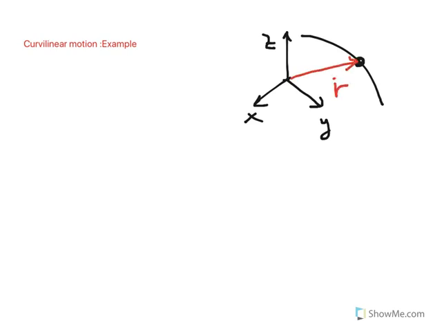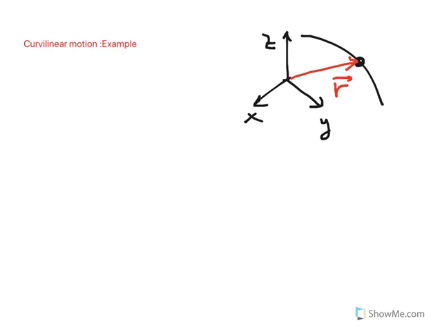Here we want to look at an example of the motion of an object along a curved path using the Cartesian coordinate system. So we know that if an object is traveling along a curved path, we could keep track of its motion by using a position vector relative to a reference. This position vector r will keep track of the position of the particle.